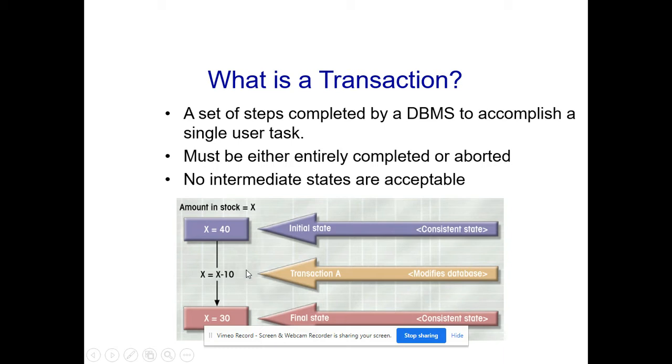So here we've been given a diagrammatic representation of what they are talking about. We've got a variable x to which they are assigning the value 40, so that is the consistent state. Then we have this operation here. That's transaction A, and this is the final state.